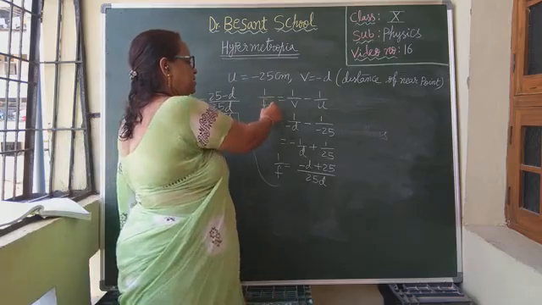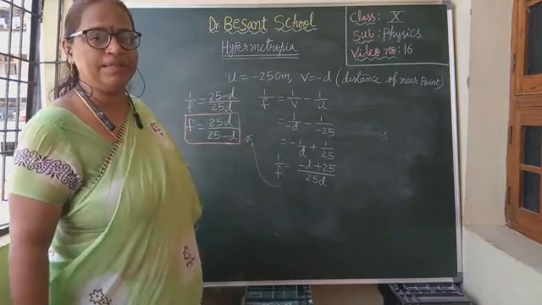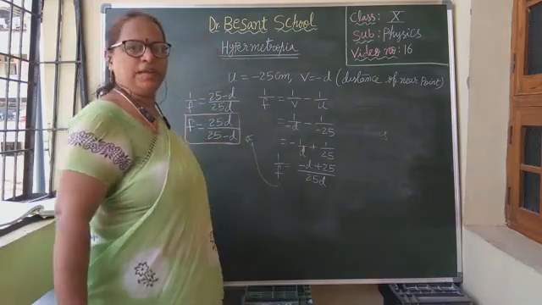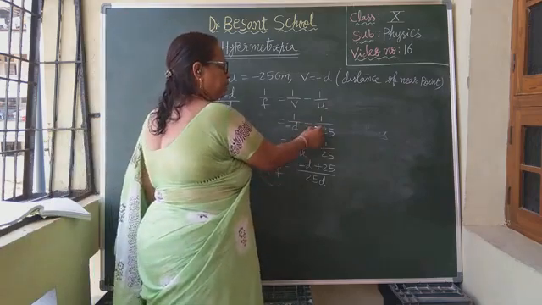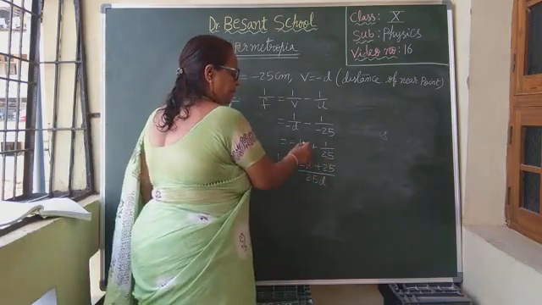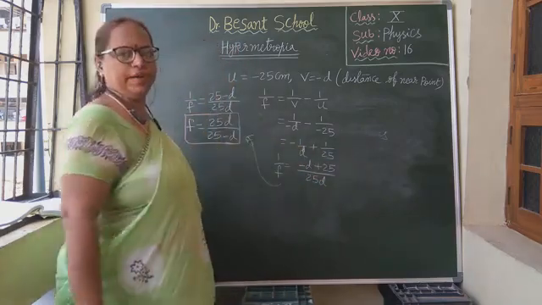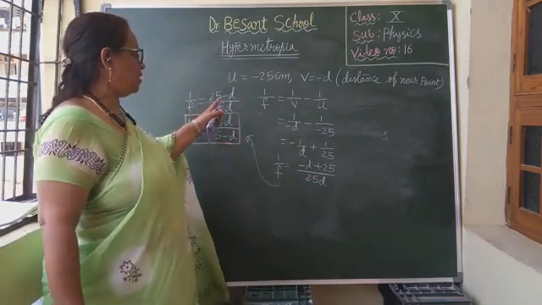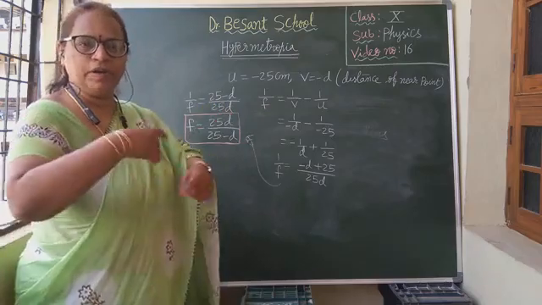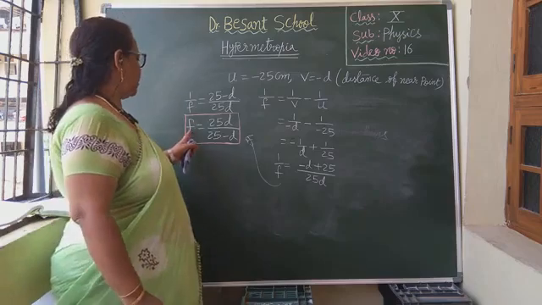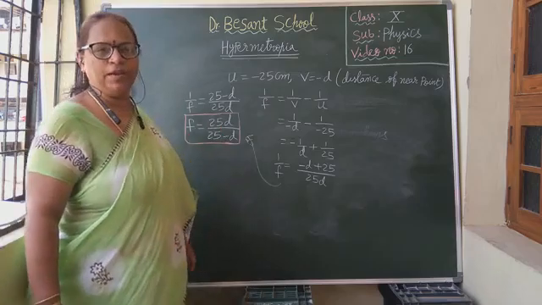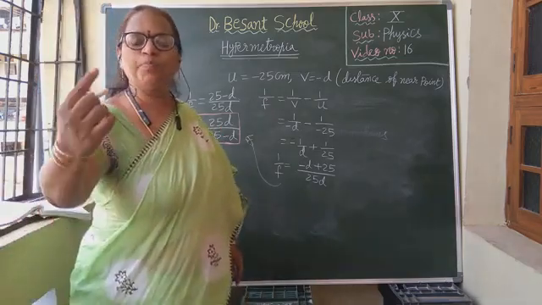Then we will apply the lens formula, 1 by f equal to 1 by v minus 1 by u, which is equal to 1 by minus d minus 1 by minus 25. That equals minus 1 by d plus 1 by 25. So the LCM is 25d. Here minus d plus 25 you got in the numerator. So we can write this as 1 by f equal to 25 minus d by 25d. We want f, the focal length, so we will take the reciprocal on both sides. So f equal to 25d by 25 minus d. Like this we will find the focal length when we know the near point.